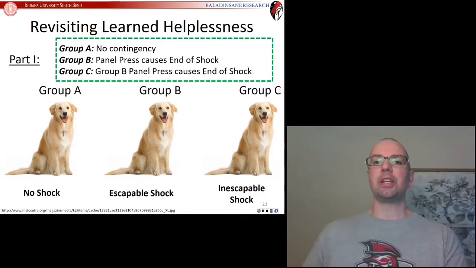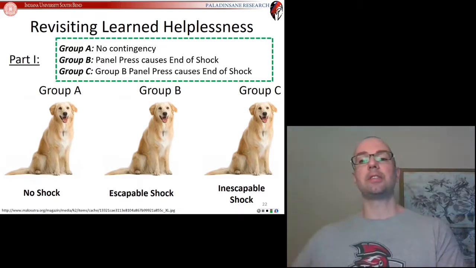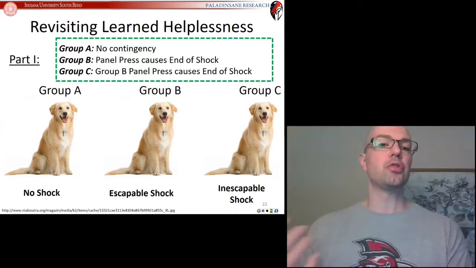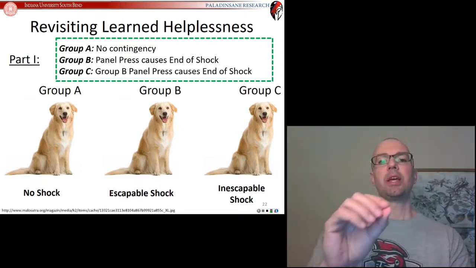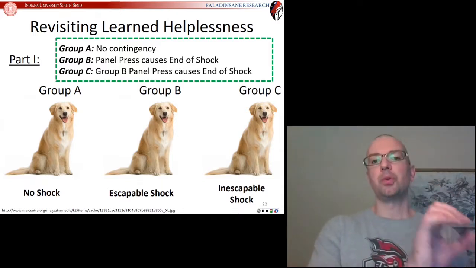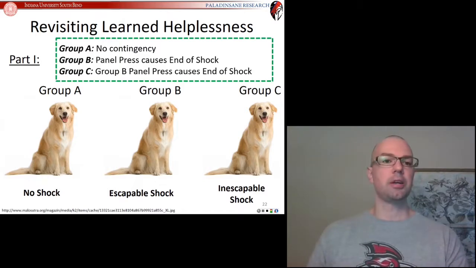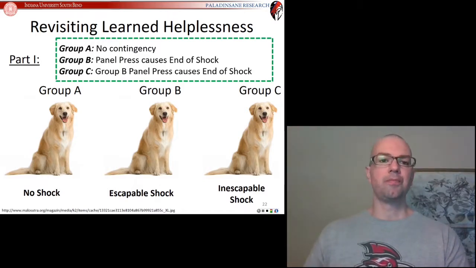And its contingency was when Group B pressed the panel, that caused the end of their shock. So even though they didn't have any control over their contingency, they were still under a contingency because the event of Group B pressing their panel caused the end of their shock. So 3 different contingencies for part 1.